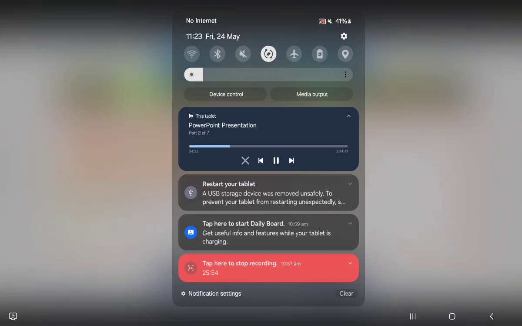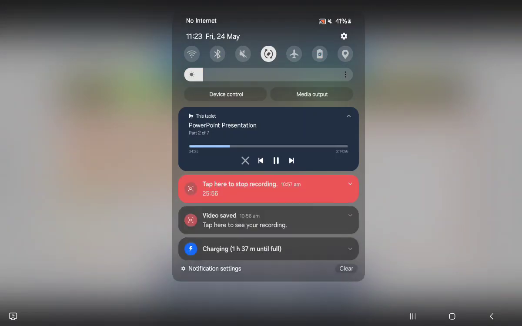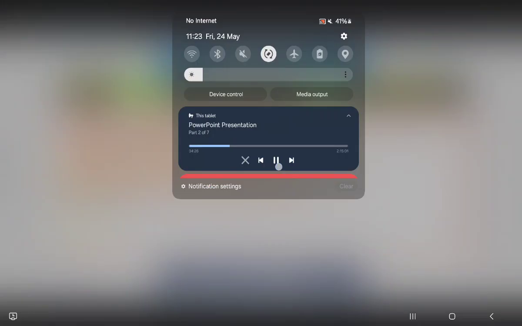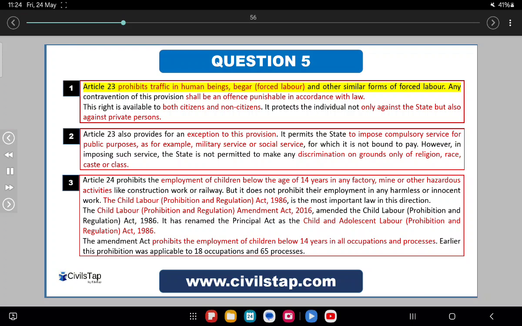Question 5. UPSC Indian polity Preamble of the Constitution. Question 5. Article 23 prohibits traffic in human beings, begar, forced labor, and other similar forms of forced labor. Any contravention of this provision shall be an offence punishable in accordance with law. This right is available to both citizens and non-citizens. It protects the individual not only against the state but also against private persons.